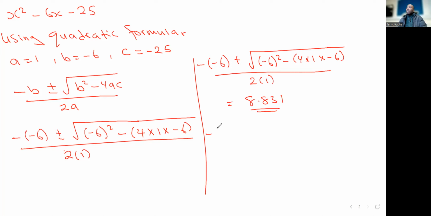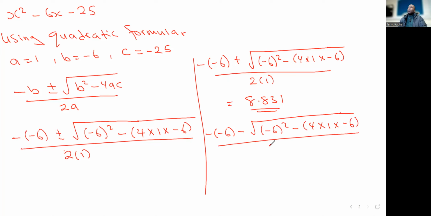Now, you can also have it as minus. So you're going to have minus minus 6 minus the square root of minus 6 squared minus 4 times 1 times minus 25. You close the bracket, divided by 2 times 1. And when you press your calculator, it should give you minus 2.831. Okay, so that means x can be equal to this or x can be equal to that.